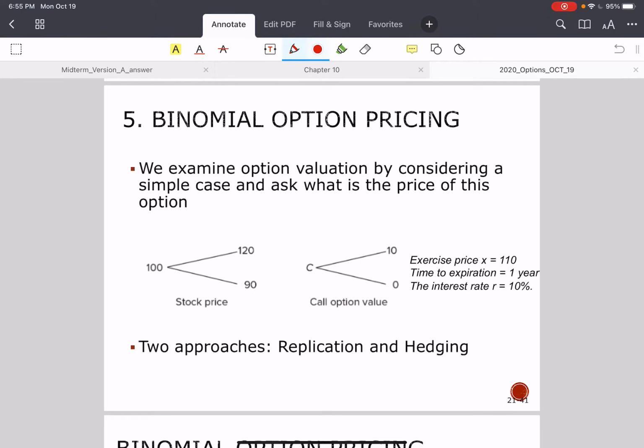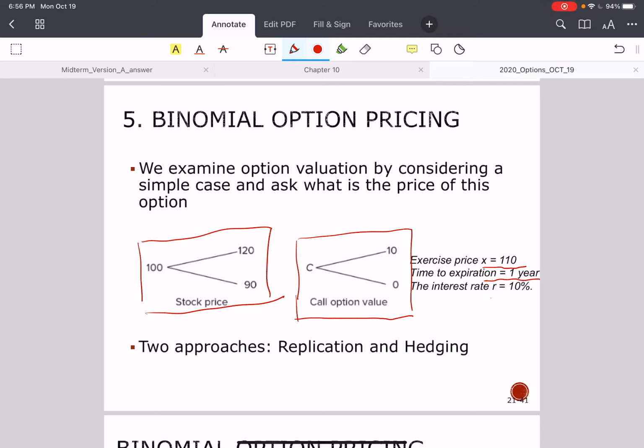So we basically have a stock. Its value today is 100, and tomorrow it could have a price of 120 or 90. And then we have written a call option on this stock. This call option has an exercise price of 100, expiration 1 year. And we assume the interest rate is 10%. Our question is, what is this call's price? So it's about the valuation of this call option.